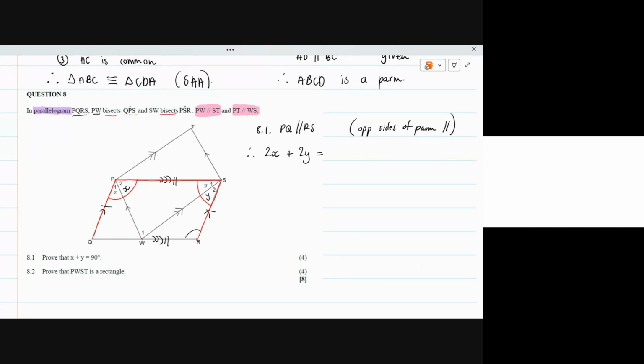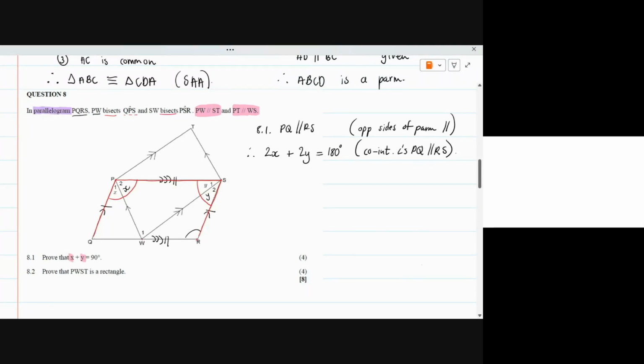180. Good, because it's co-interior angles. So 2x plus 2y must equal 180 degrees. Our reason: co-interior angles, and PQ is parallel to RS. Okay, good. Now, we don't want 2x plus 2y. We want x plus y.